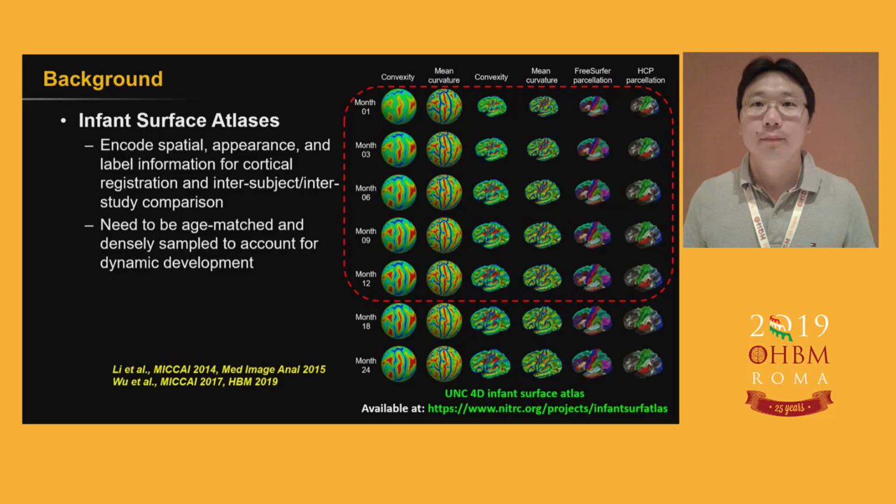First, given the dynamic development during the early postnatal months, especially the first half year, it would be better to make the atlas month by month. Second, when we constructed these atlases, the image resolution was about 1 millimeter. It is not high enough.